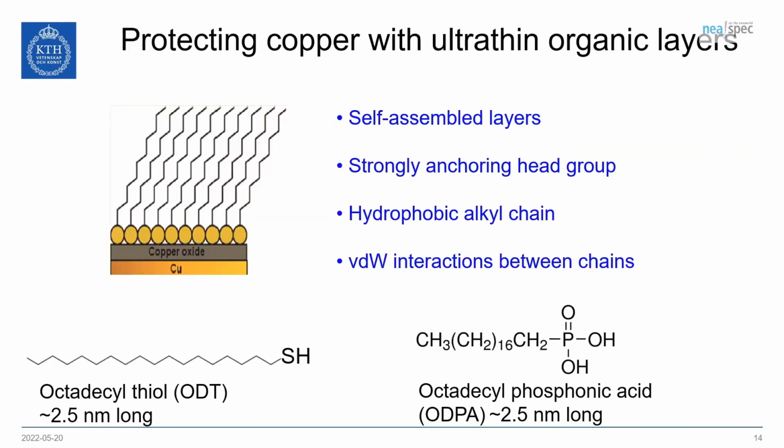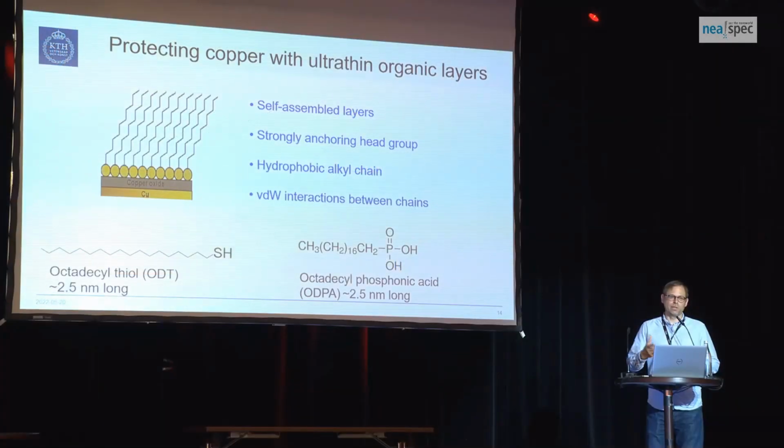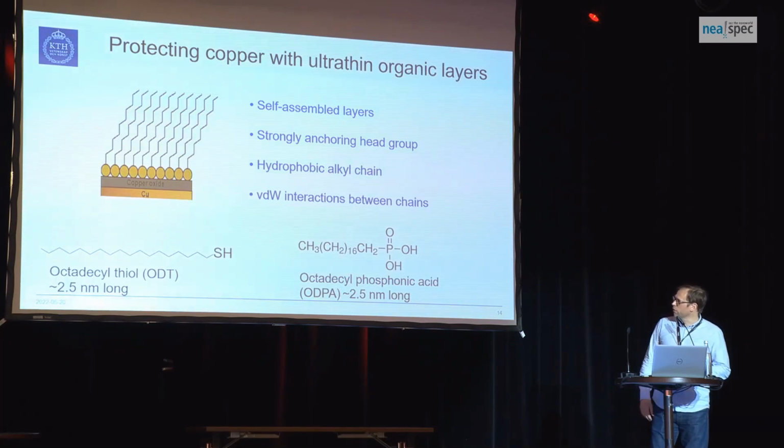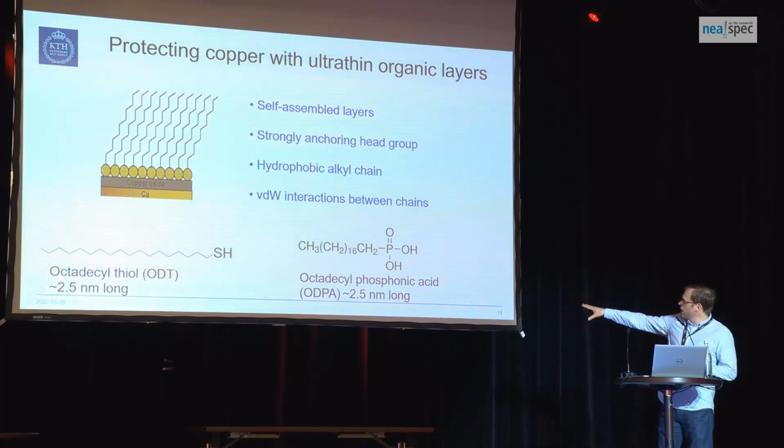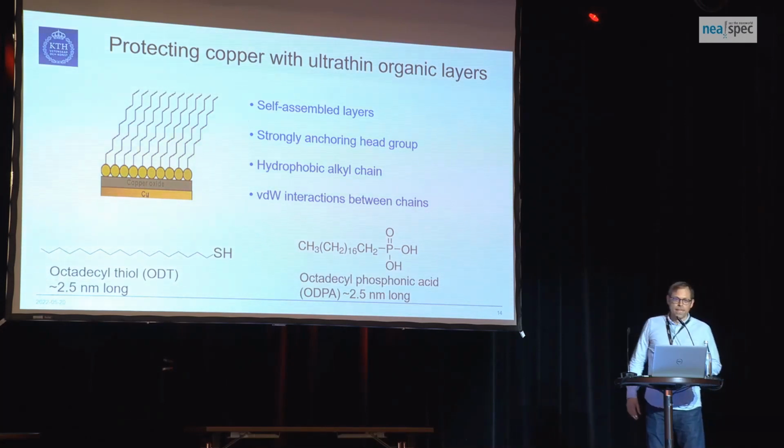And then, as I said, we also wanted to protect the copper with some layers. In some applications, you can have really thick films. In some applications, you cannot have thick films. So we were interested in what can we do with single monolayers. So we used thiols, octadecyl thiols, like a 2 nanometer molecule. We used ODPA, which is the molecule over here.